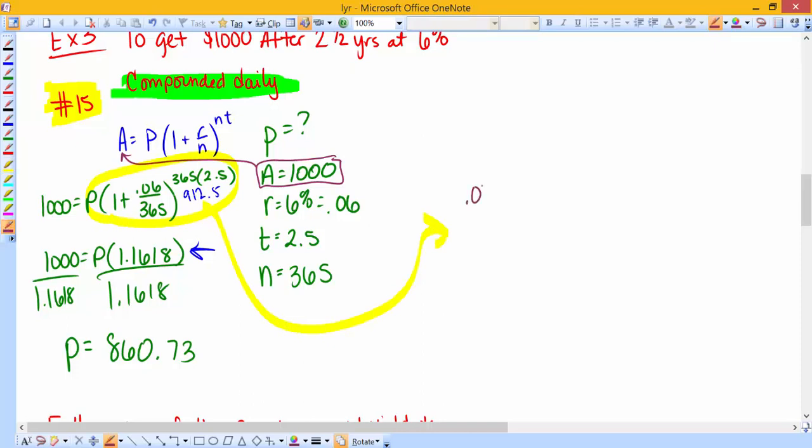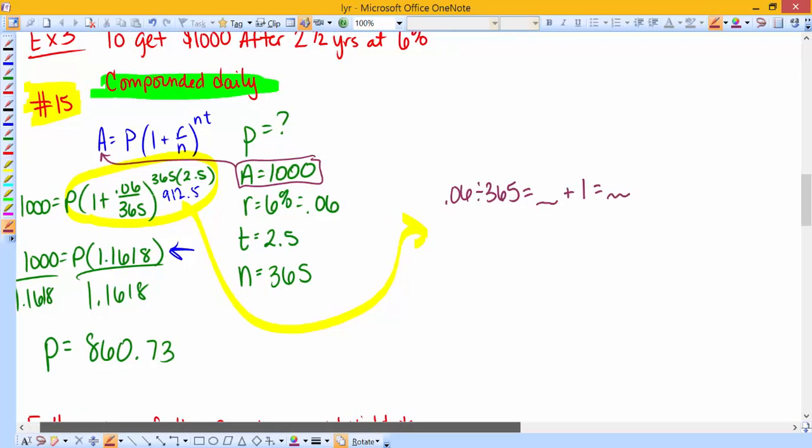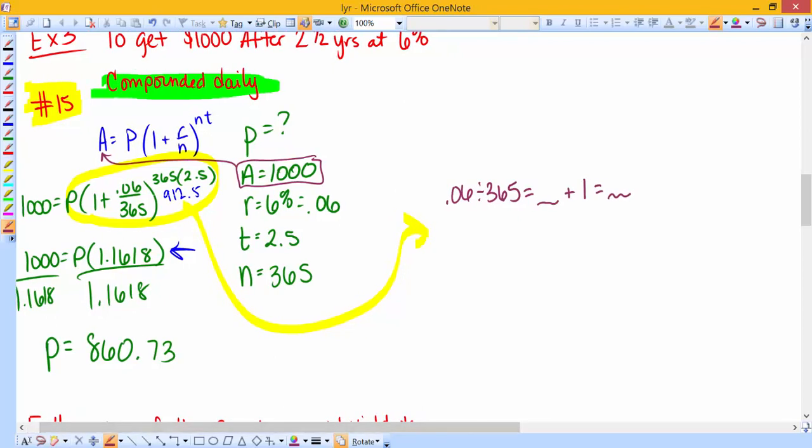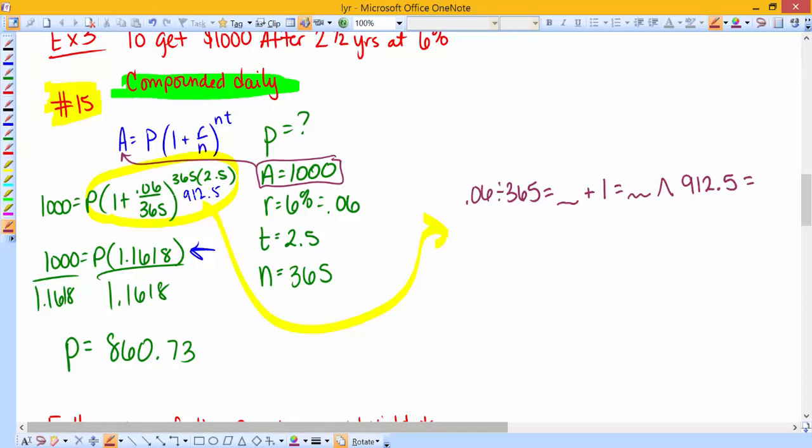So I did 0.06 divided by 365. I hit equals. I got an answer, and then I added 1. Then I hit equals. I got an answer. I had already multiplied 365 by 2.5. So I did caret 912.5, and I hit equals, which gives me the 1.1618. Then I just need to divide that into 1,000 and I get 860.73.